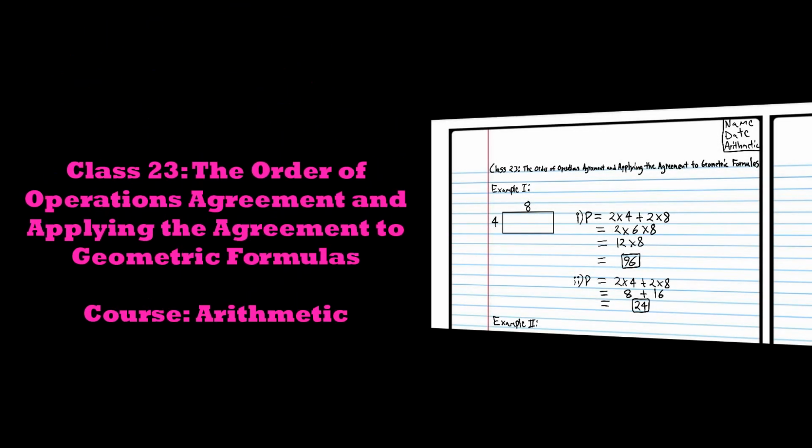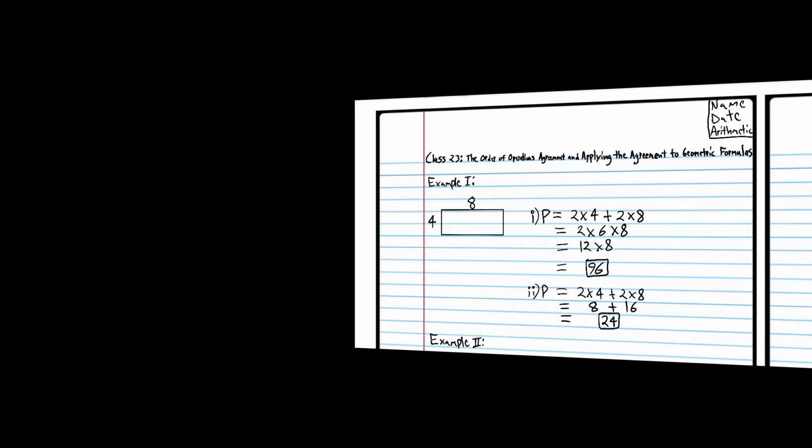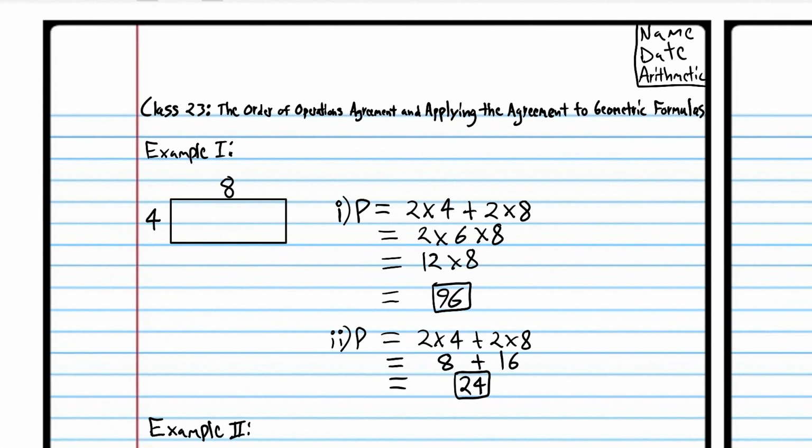This is class 23 of my Arithmetic course. Today we're going to be learning the order of operations agreement, and we're also going to apply this agreement to geometric formulas. If you haven't done the homework from class 22, do that homework completely and correctly and check all your answers before watching this video.